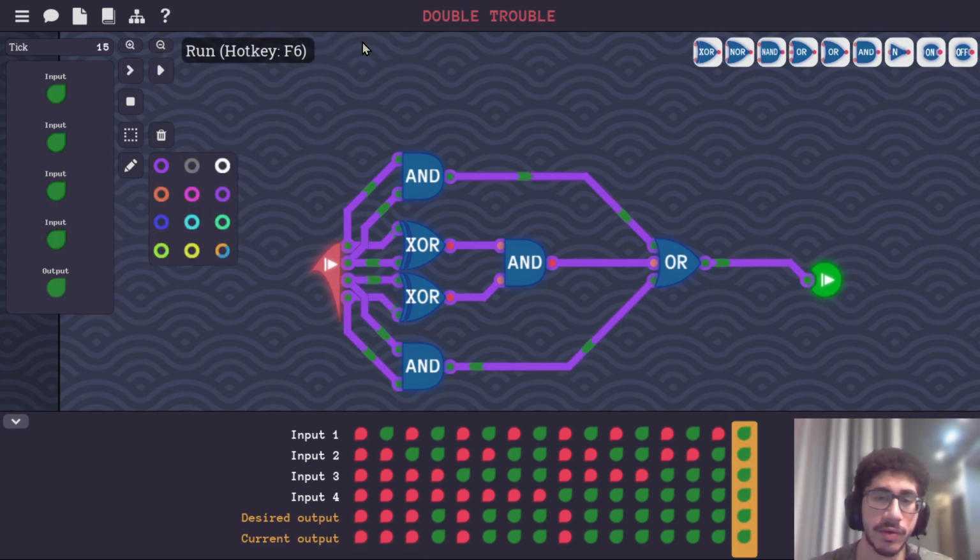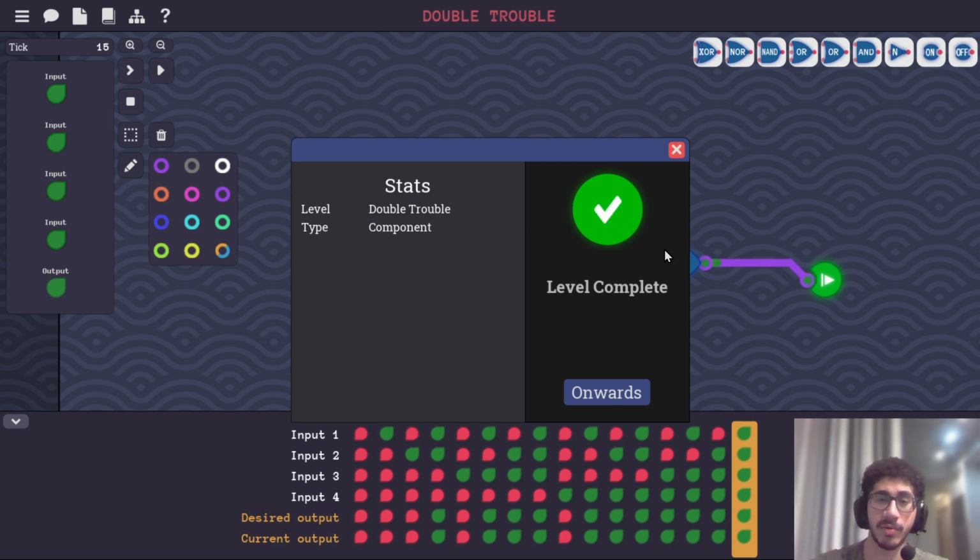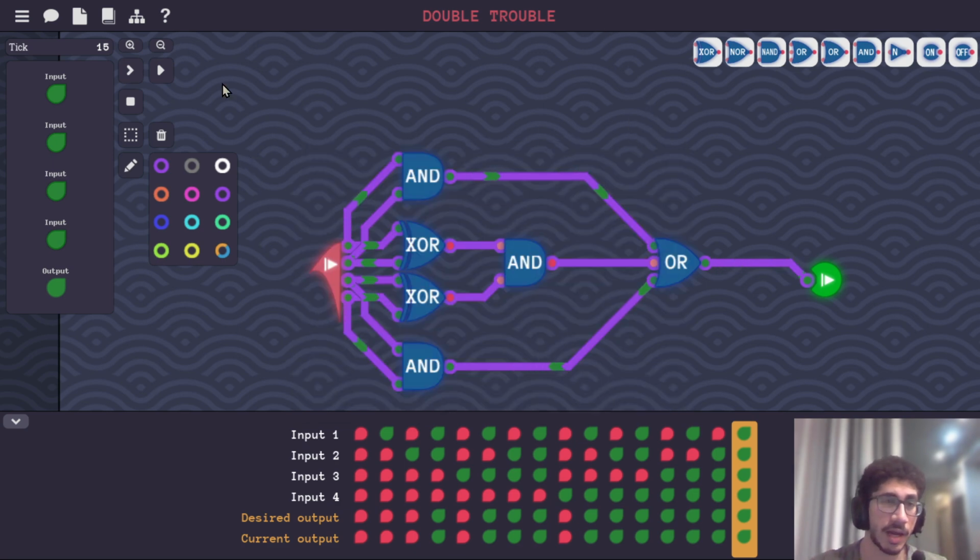So we run this through, and there we go. Double trouble. That one was a lot harder. I'm just going to take a look at the solution real quick and tell you guys if I did it in the most optimal way.